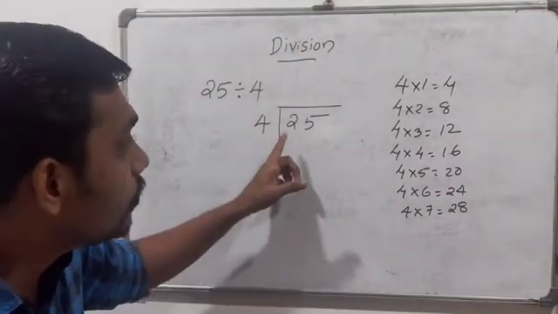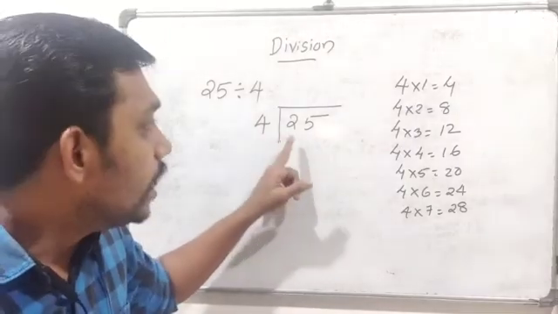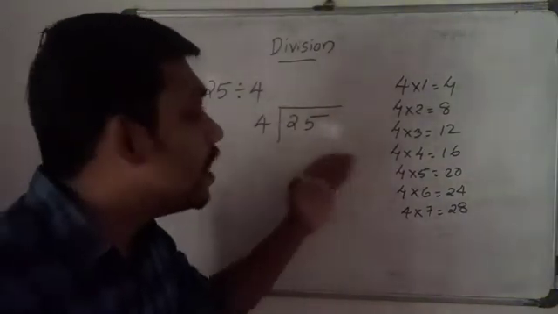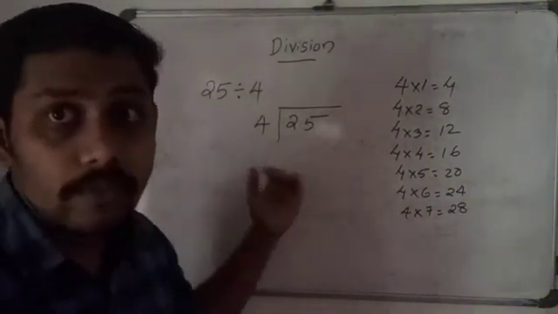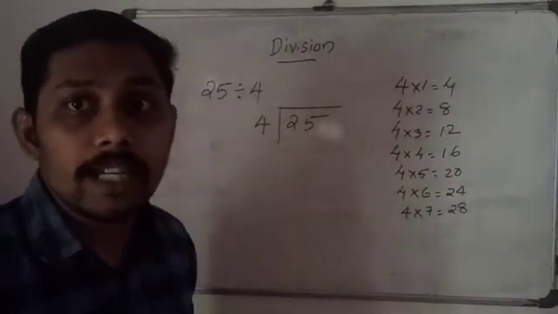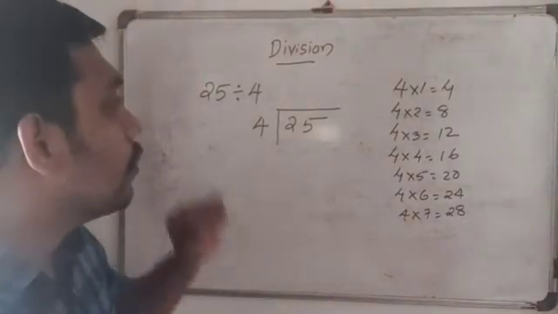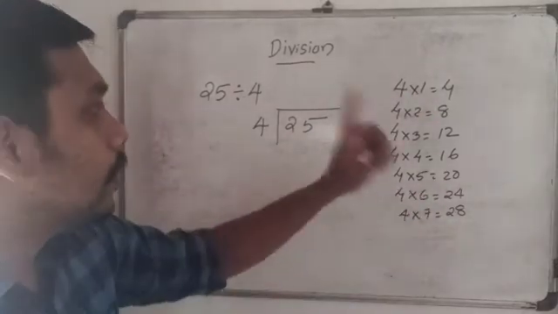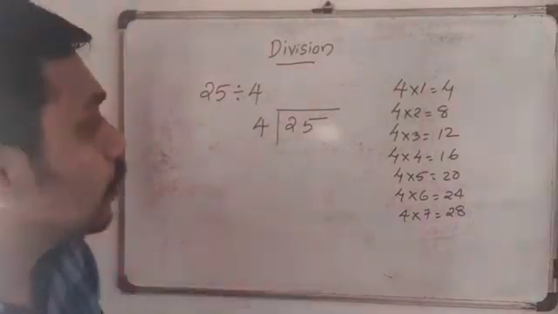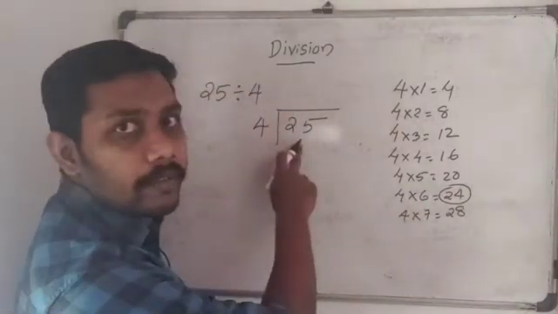First we take the first digit of the dividend, 2. It is less than the divisor, so we take two digits, 2 and 5, that is 25. To divide 25 by 4, we need to take the multiples of 4. We have to take the multiple which is less than or equal to the dividend. Here the multiple 24 is less than 25, isn't it?